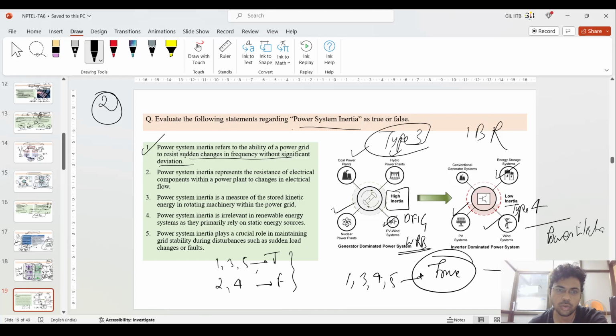So power system inertia refers to the ability of that grid to respond when a sudden change in frequency happens. Okay, so the first statement is true.